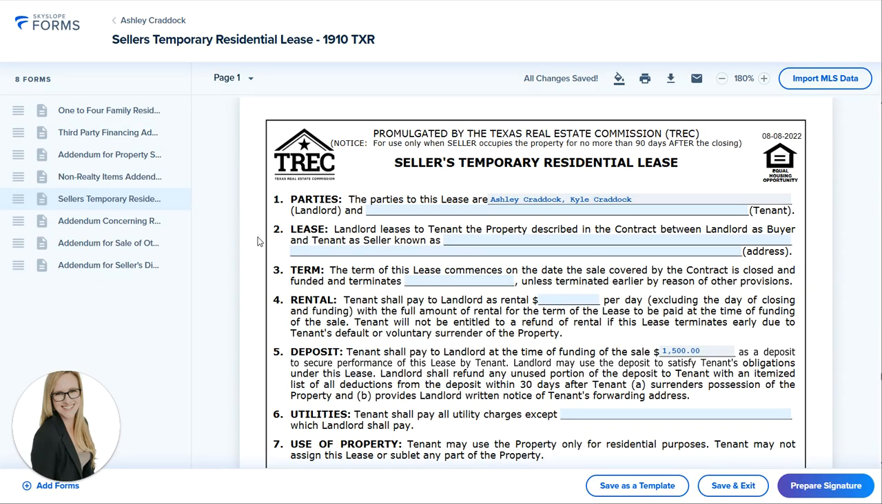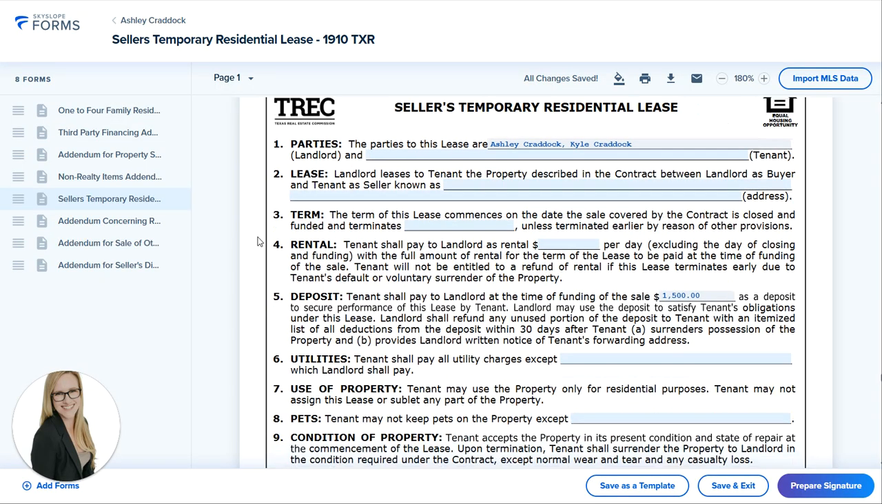Next one is the seller's temporary lease agreement. So this is where the buyer would become the landlord. The tenant would be the seller for the address. This is where you'd specify how long or what date. I will often put that it doesn't end at midnight, but rather that it ends at like 5 p.m., something like that. So I'll write in a date at 5 p.m.